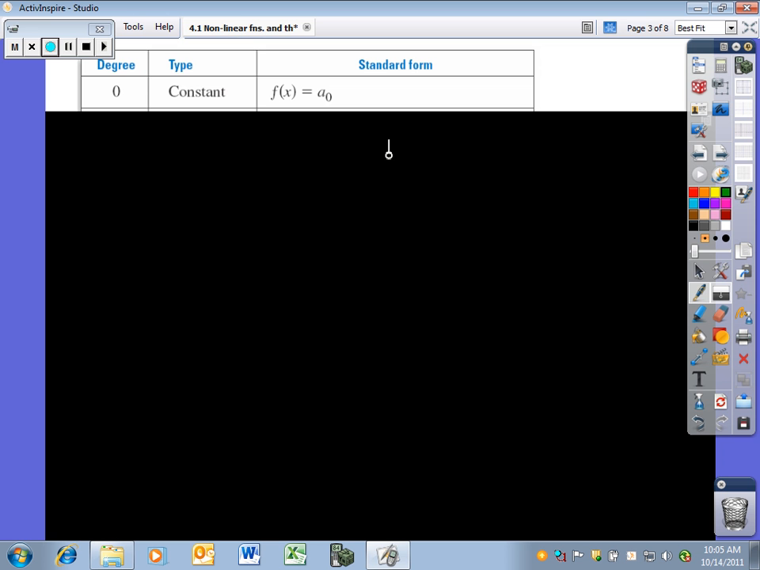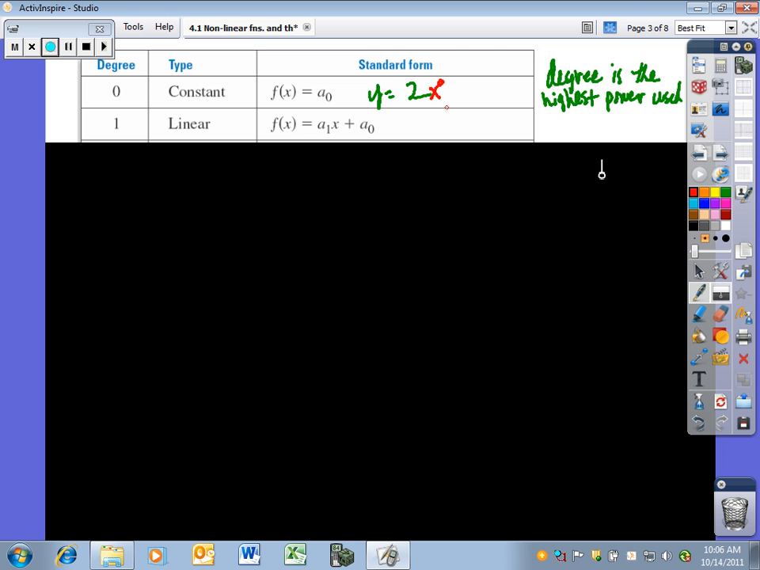So the degree would be considered the highest power used. So if the degree is 0, it's just a constant function. It reads y equals a number, so like y equals 2. Notice the power would be 0. A polynomial with degree 1 we call linear, and it would look like y equals 2x plus 3.